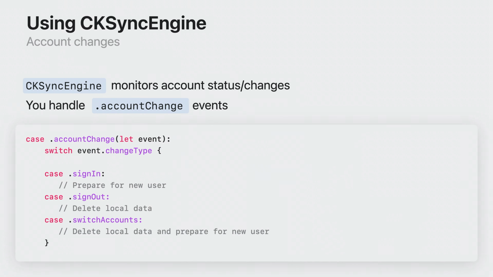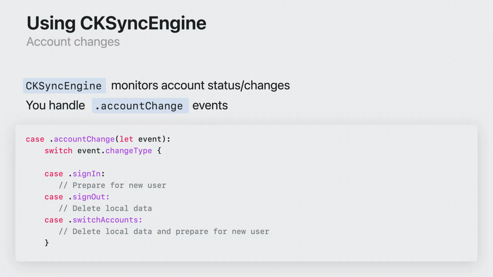Another thing the sync engine helps with are account changes. iCloud account changes can happen at any time on a device. The sync engine helps you manage and react to these. The sync engine listens for changes and will notify you using the account change event to indicate sign in, sign out, or that the account switched. Your application should prepare for the change depending on the type.